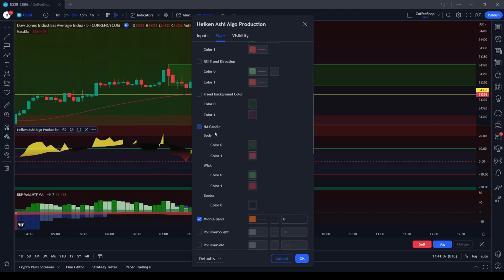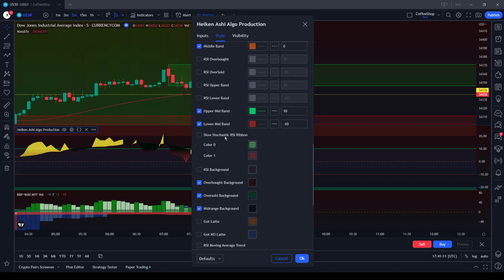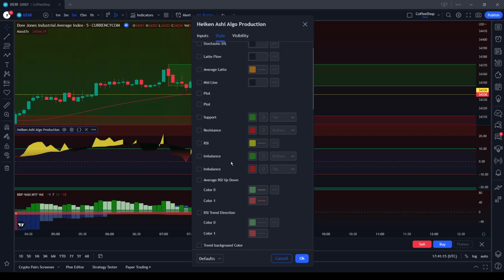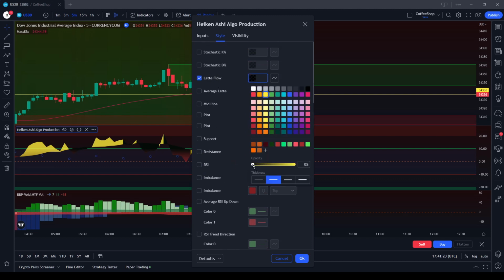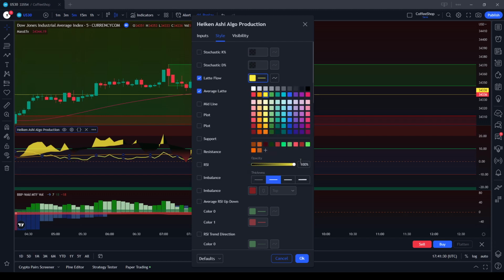RSI there, Fibonacci candles. Now I'm going to show you something, you guys are going to laugh. Okay, and no, we're going to leave that on. So you've got latte flow, which you can't see right now. It's a moving average, okay? And you've got average latte. Okay, it's another moving average. And then when they're combined with each other, there's certain things that you do.